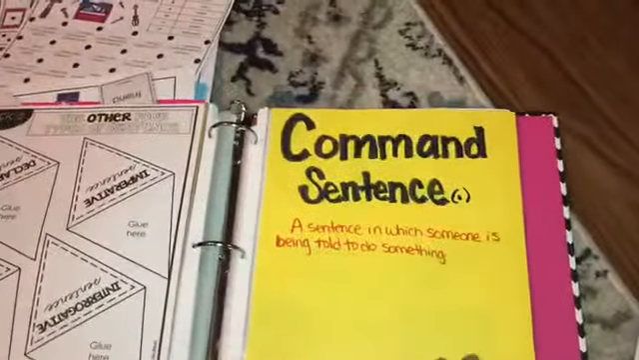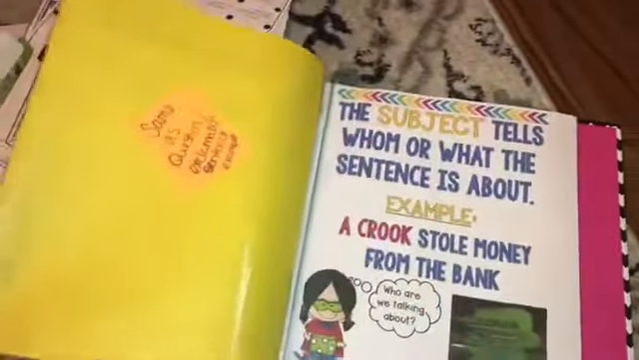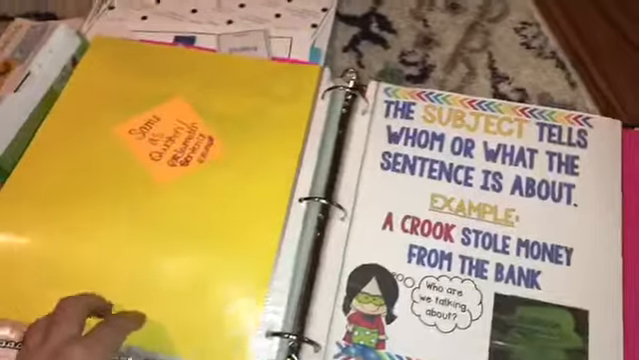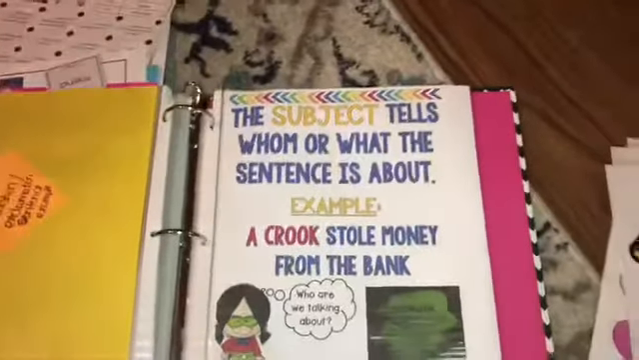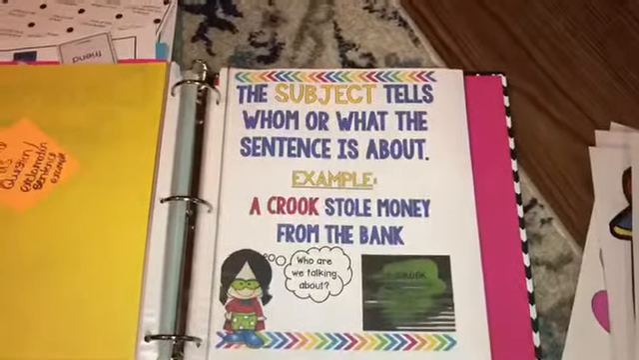Command sentence, a sentence in which someone is being told to do something. And that one is going to be your tic-tac-toe dice. The subject tells whom or what the sentence is about. For example, a crook stole money from the bank. Who are we talking about? A crook. And this is the game that I shared on my Quick Share.